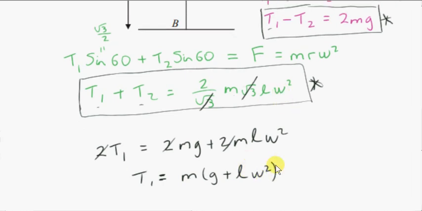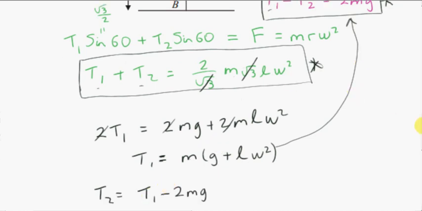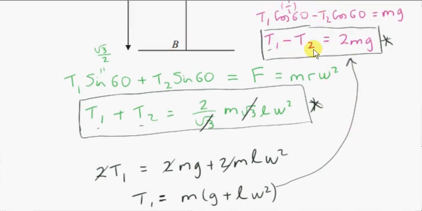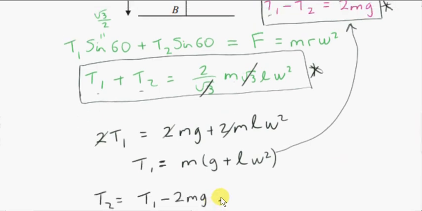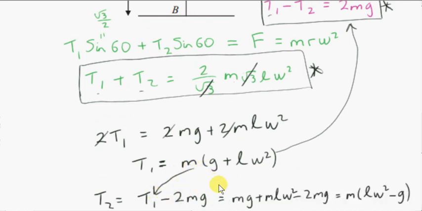So we can plug this into either equation to get T2. I'll plug it into this one here. I've rearranged this equation to make T2 the subject. So T2 is T1 minus 2mg. So I plug this thing in for T1. Okay, so we get 1mg minus 2mg. I multiply the m back in here. So that's minus 1mg, and factorized m out. So we get m into l omega squared minus g.